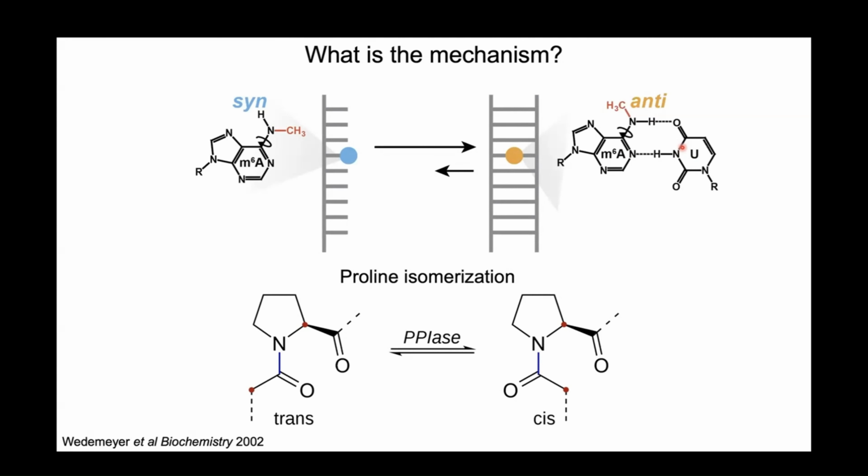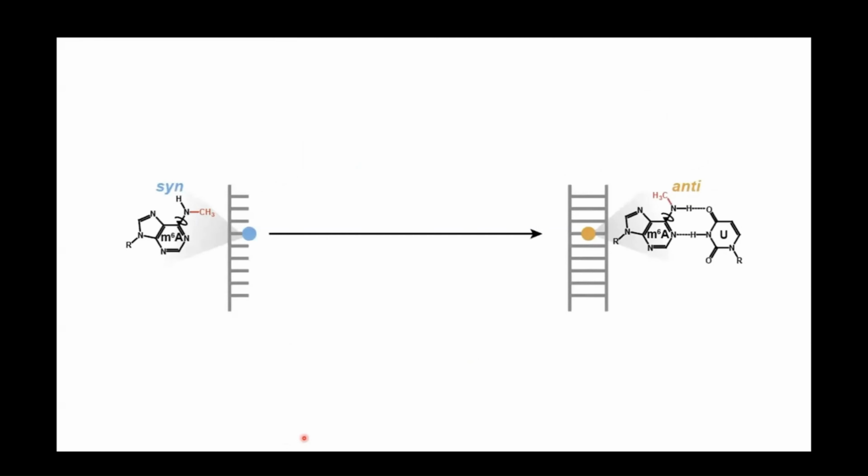And so what we thought was probably the slowdown of the association arises from the slowness of the rotation, the fact that you have to rotate the methylamino group from the syn to the anti-conformation. We hypothesized that's the reason why things are being slowed down. And this is somewhat reminiscent of proline isomerization in proteins, where trans to cis isomerization is slow, and that can in turn slow down biochemical reactions.